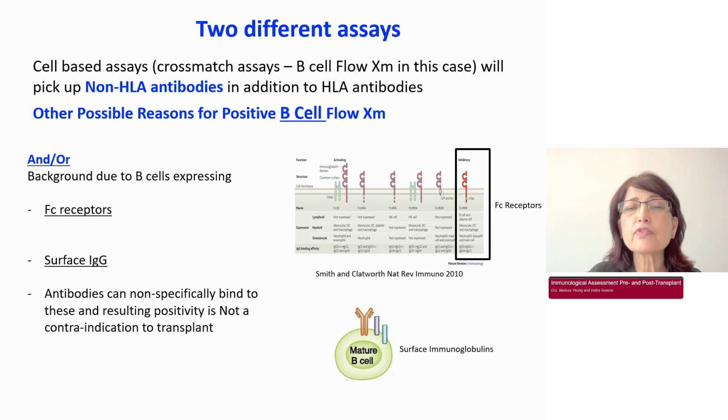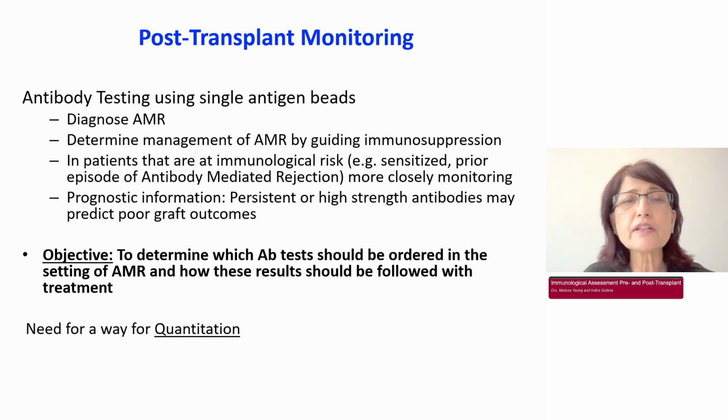In fact, B-cell cross-matches, both CDC and flow cross-matches, are notorious for giving us false positive background reactivity, and the literature suggests about 56% of the time this could be non-specific. However, having said that, it is still a very good assay to use for detecting class 2 antibodies. So we have to take the background reactivity into consideration.